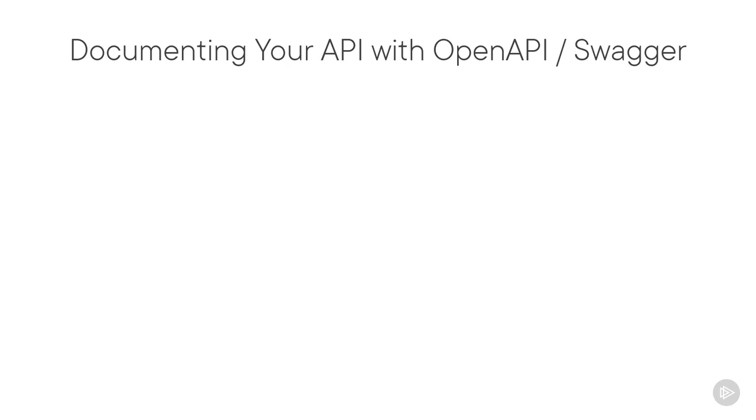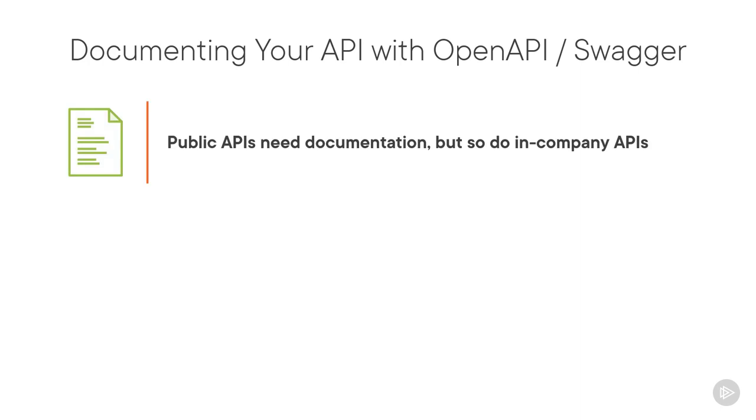Documenting an API is important. For publicly available APIs, this goes without saying. But when an API is not publicly available, it should also be documented.